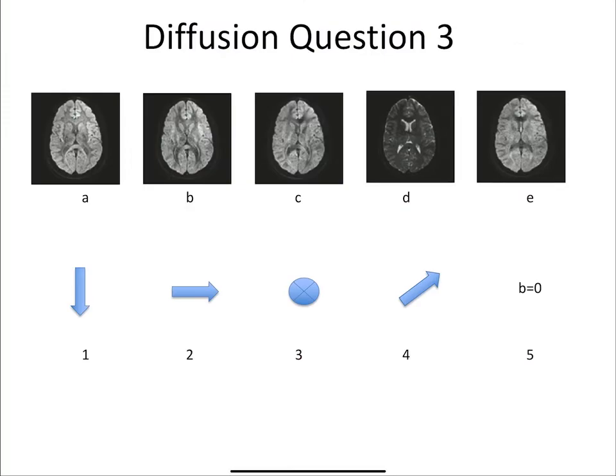Okay, so now you have enough to do this problem. So once again, it's sort of matching, and what you are shown here are actually 5 different images with different options for diffusion direction or else a b equals 0 image. Okay, so go ahead and take a look, discuss it with your neighbors, and we'll regroup in a bit.